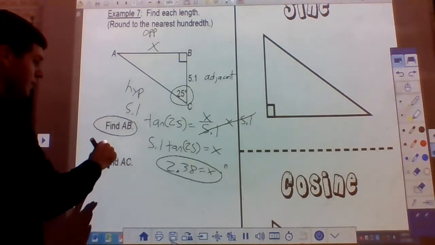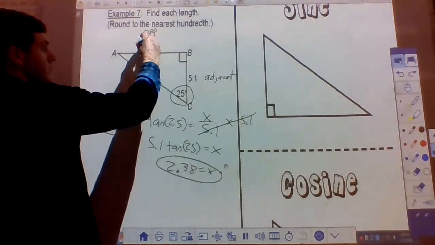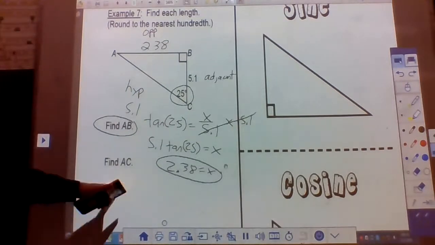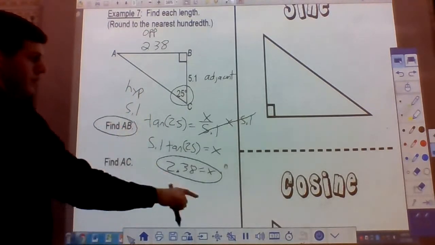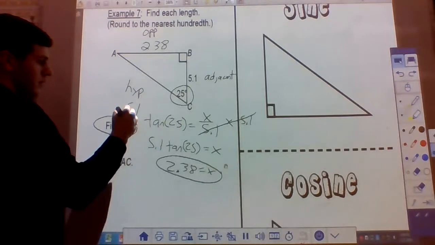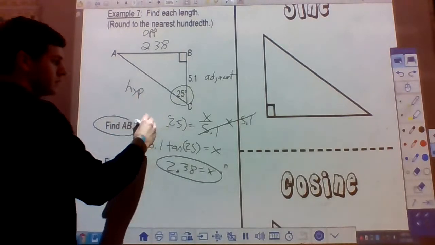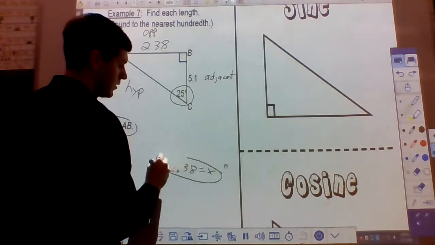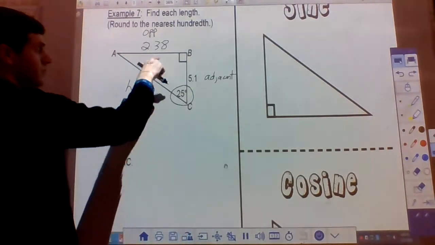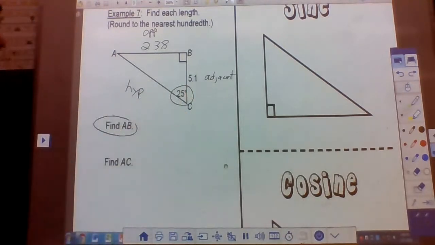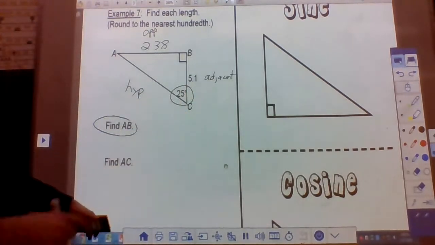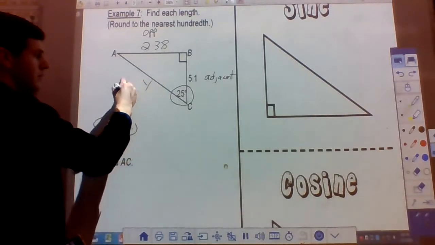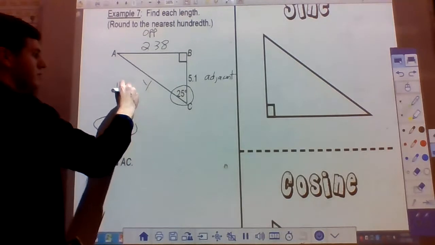Okay, that gives us AB, 2.38. Now we need to find AC. I'm going to erase all this so we have more room. Okay, so this is 2.38. We now have 5.1. We want to find AC. AC is our hypotenuse. Let's call that Y.